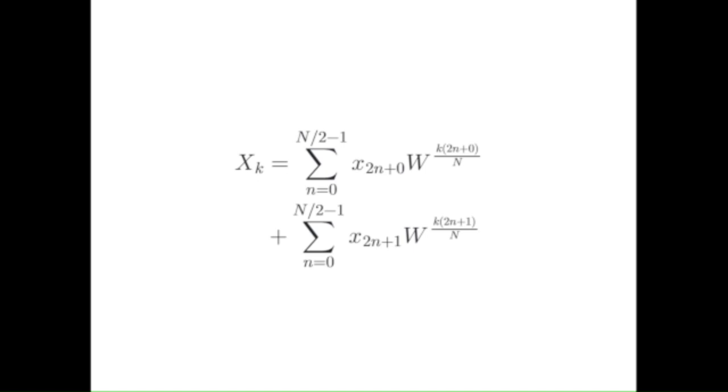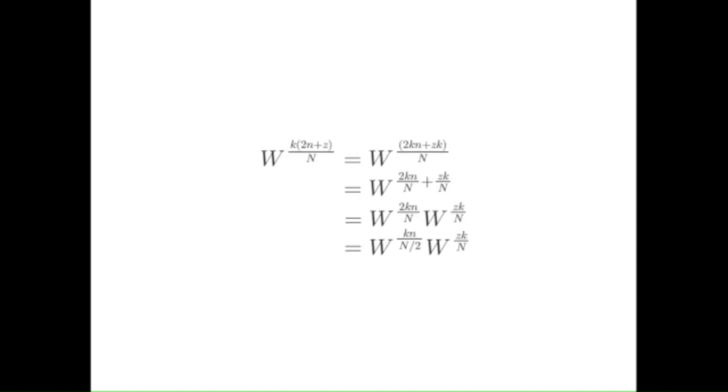Now, we have some sums in the exponents, and it will be useful to extract out the constant terms from those sums. To do that, we'll rewrite exponentials of the form w to the power of (2kn plus zk) over big N as w to the power of 2kn over big N times w to the power of zk over big N. After that, we can replace a multiply by 2 with a divide by 1/2, which allows the n-dependent terms to match the reindexed summation limits.